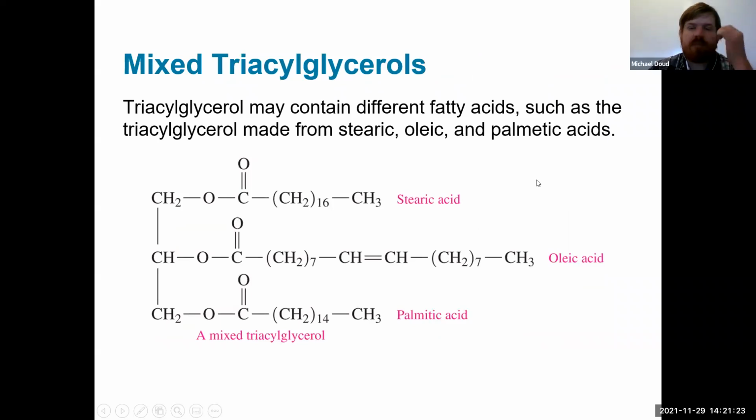Now, you don't just happen to have all 3 of the same fatty acids. You can also have combinations of different ones. So a triacylglycerol here has a stearic acid, an oleic acid, and a palmitic acid. And we just want to point out that this is a mixed triacylglycerol, which is one of the possibilities of triacylglycerols.